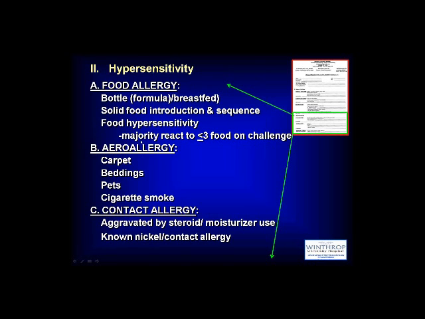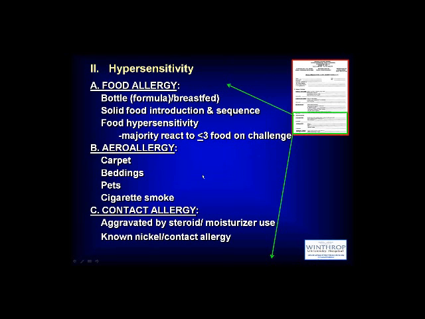But I thought this is a great statistic because the majority of patients on challenge will only react to three or less foods. So when you have a patient coming in, brings you a lab test that the primary care has done, and they have 10 different or 20 different foods that they now are trying to avoid, you need to do a challenge to determine which of these are actually relevant.